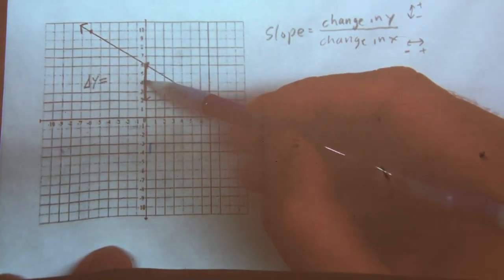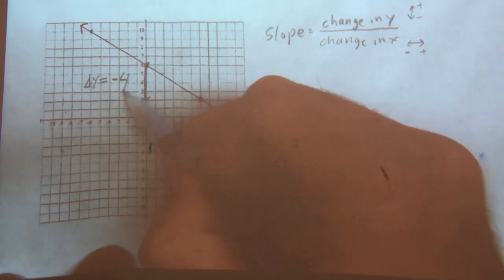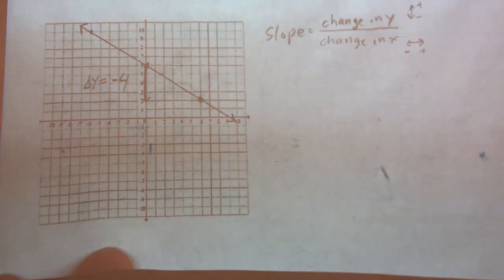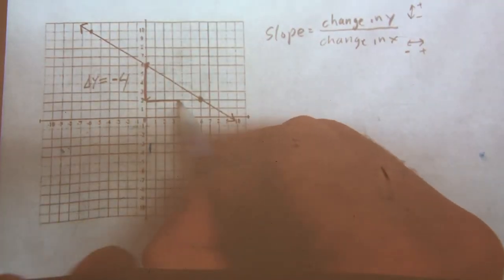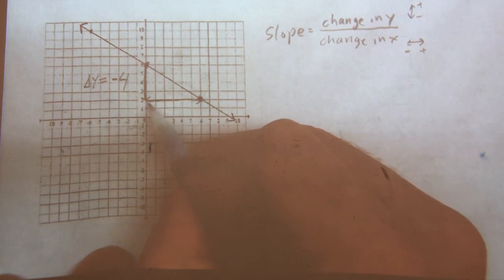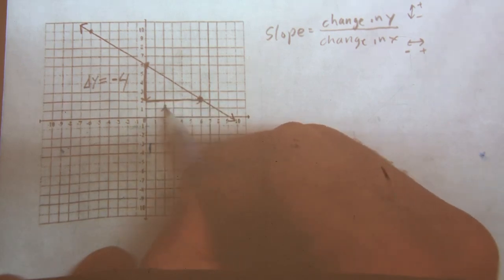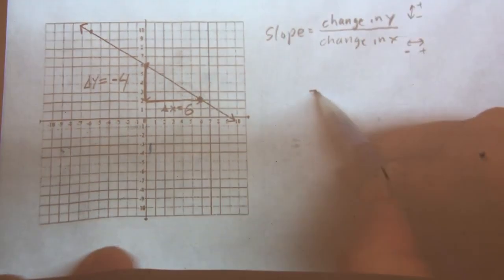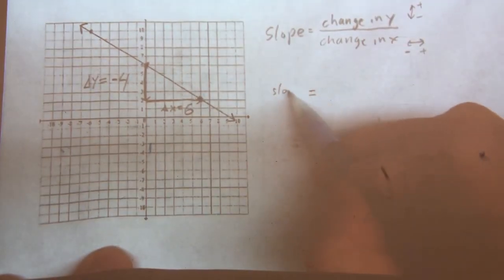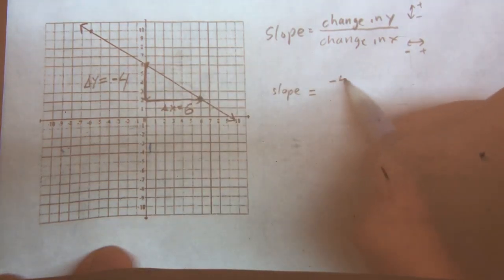So I went 1, 2, 3, 4 units down. So I don't want to put 4, I want to put negative 4. So we go down, it's negative. So my change in y was negative 4. And then to go over, my change in x, 1, 2, 3, 4, 5, 6. So my change in x was 6. And then just express that as a fraction or as a ratio. So my change in y always the numerator, so negative 4. My change in x is 6.